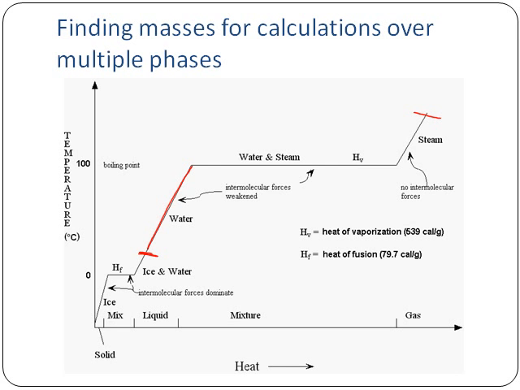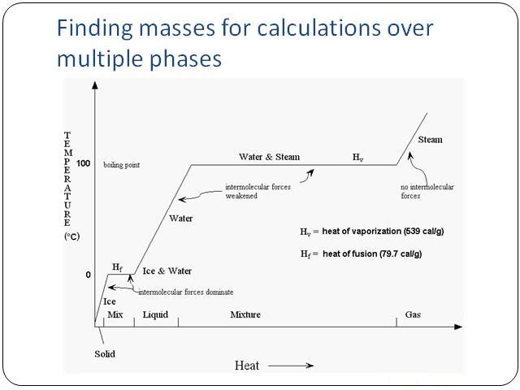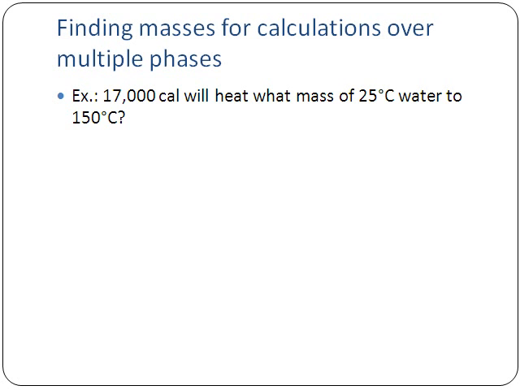We're going to have Q1 from basically from 25 degrees up to 100. We'll have a Q2 that goes whenever we're basically boiling it off. And then we have a Q3 that's going to go from 100 degrees up to 150 degrees, so a delta T of 50 degrees. And so this is what we know we're going to have to set up. So 3 Qs involved here. And so let's set this up.